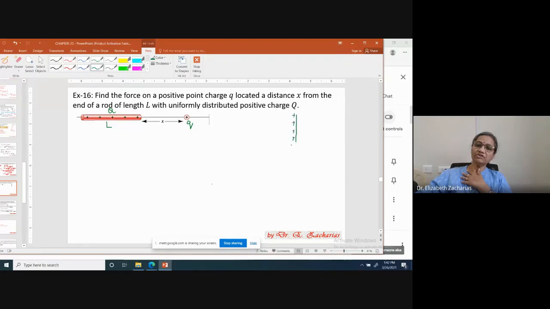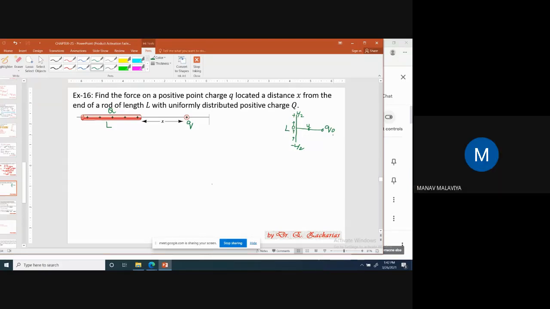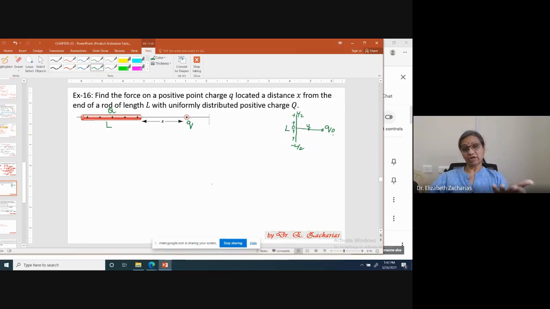Now, does this problem remind you of something we did yesterday? You had a length L and then you went from minus L by 2 to plus L by 2. This was your origin, and at a distance y, you placed a charge Q0 and found the net force on Q0. You remember this? Yes, ma'am. What I have given today is much more simple. It's just one dimensional. So please guide me. Teach me how to do this problem. So how do I do it?